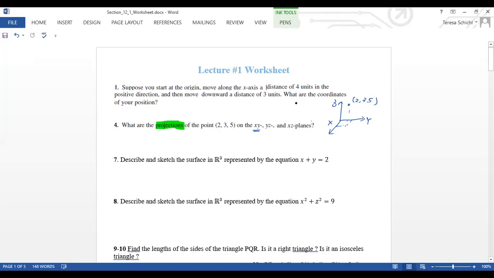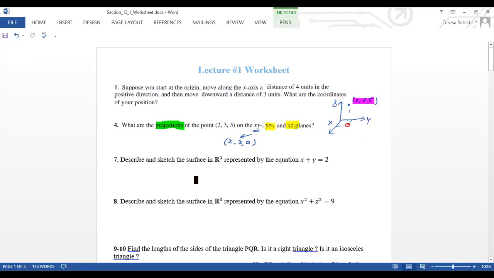When they say the projection to the xy plane, that means this point goes down to the xy plane. What happens to your z? This point is going to go down to here. So the projection of the point (2, 3, 5) to the xy plane will just be (2, 3, 0), because z is equal to zero here. I think you can follow the same way and finish what the projections to the yz and xz planes will be.